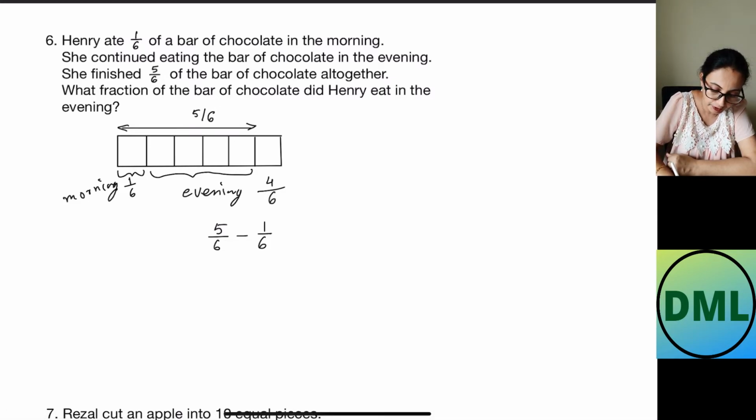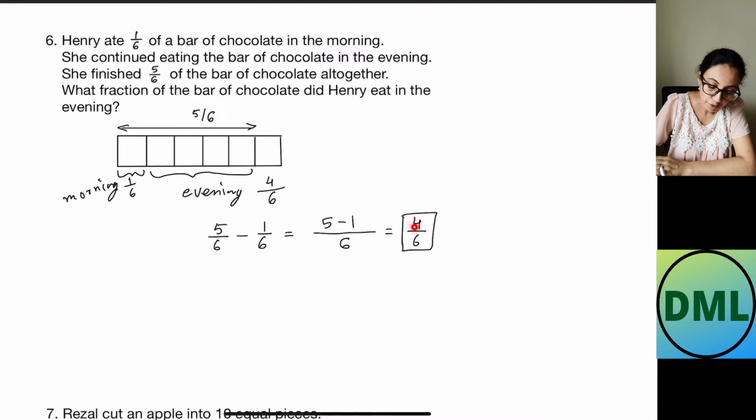Let's subtract it. For this subtraction, my denominator is the same, which will be written only one time. Now I need to write down 5 minus 1. Let's write it down. 5 minus 1. 5 minus 1 is 4. 4 by 6. This is my answer. Out of 6 parts, 4 parts she ate in the evening. Let's see one more example.